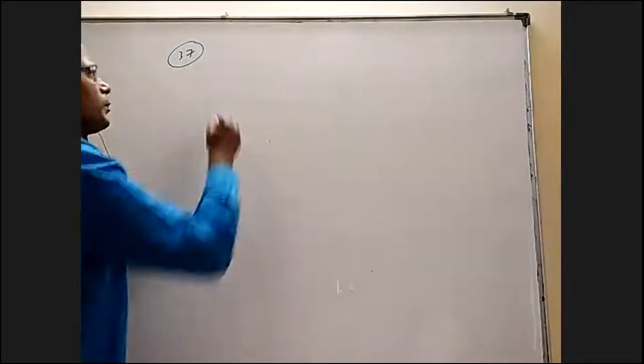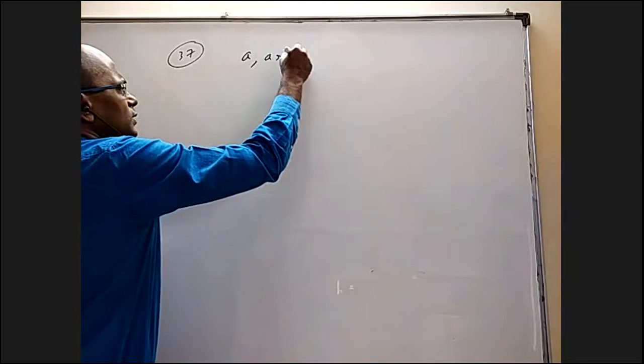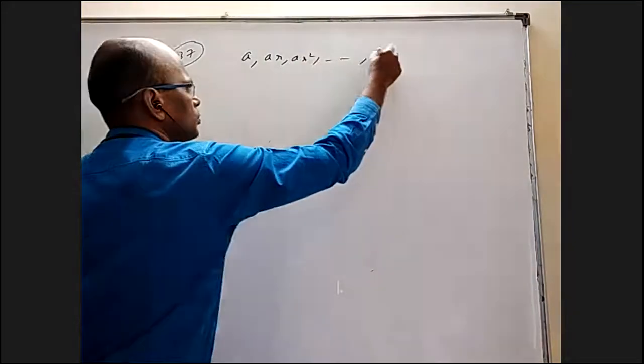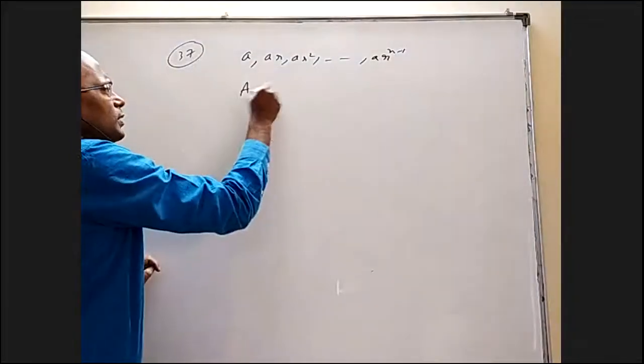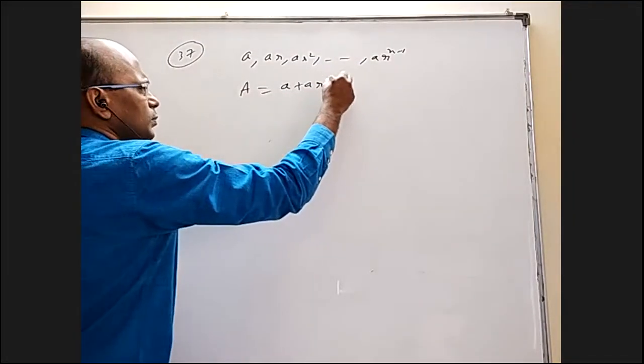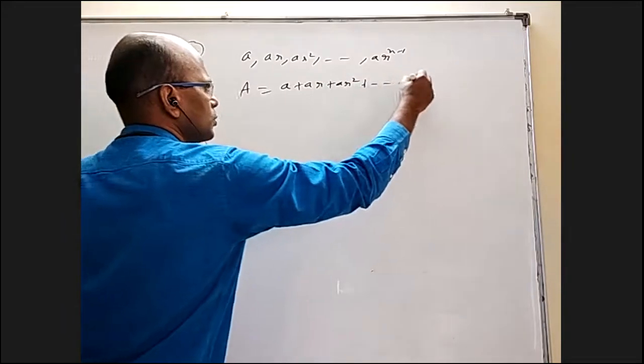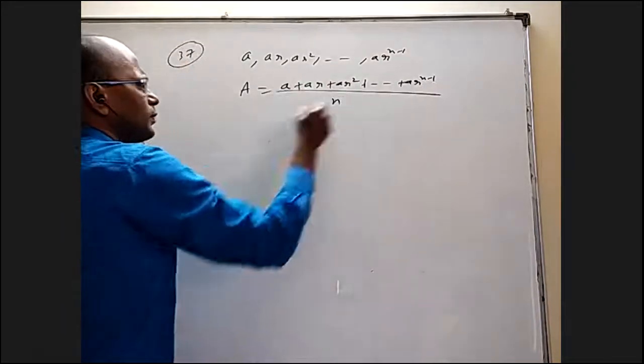So let us take a, ar, ar square, so on up to ar power n minus 1. N numbers which are in GP. What is their arithmetic mean? A plus ar plus ar square, so on up to ar power n minus 1, by n.